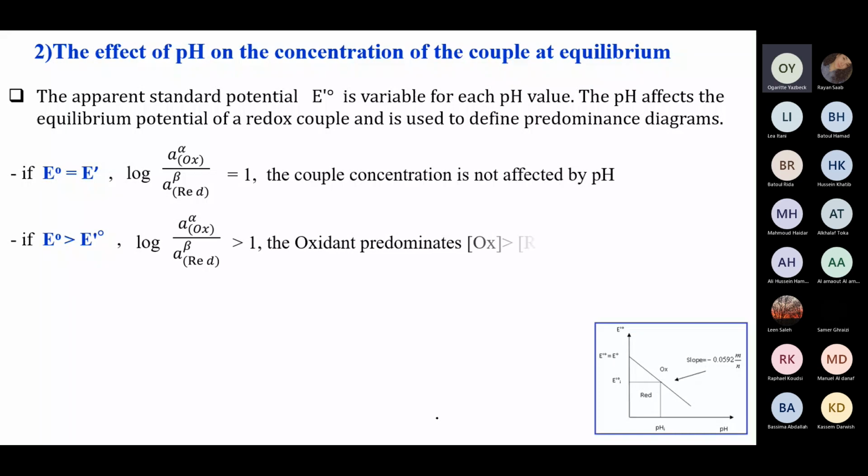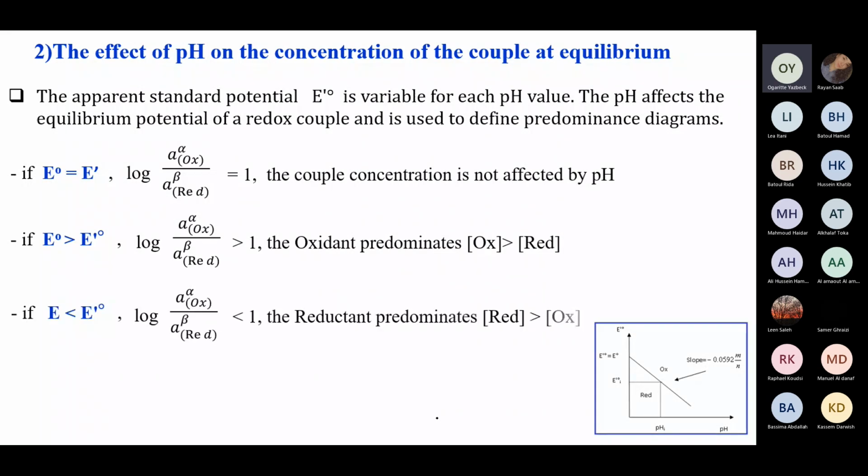I don't need you to worry about these, and I'm not going to really discuss them. The idea is, when the apparent potential equals the standard potential, that means we have no effect of pH, no pH effect. When the apparent potential is less than the normal potential, that means that the oxidant predominates, or if it's less than, then the reductant predominates.